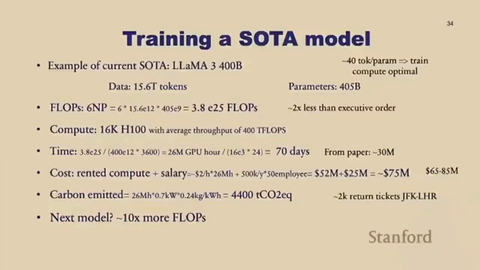Next model: the way you should be thinking about these models is that every new generation, the number of flops essentially multiplies 10x. Or at least that's what they try, if they have enough energy and if they can buy enough GPUs. Great. Any questions on this back-of-the-envelope math?